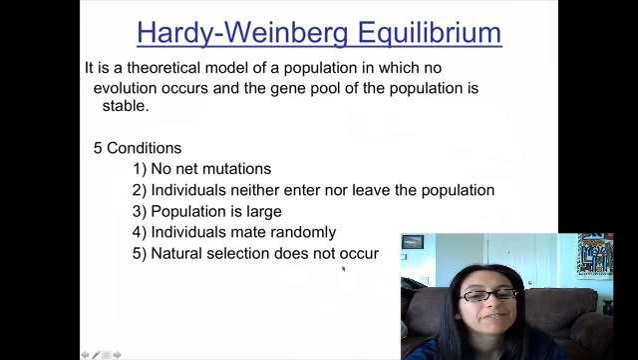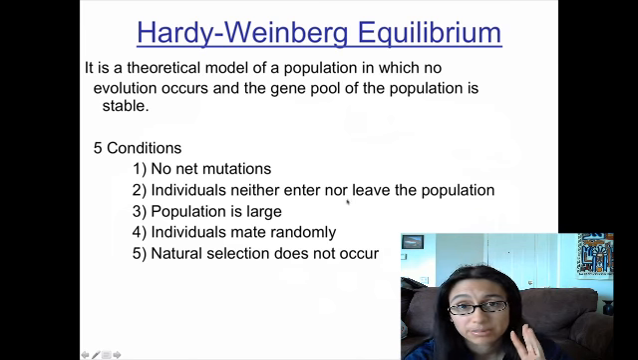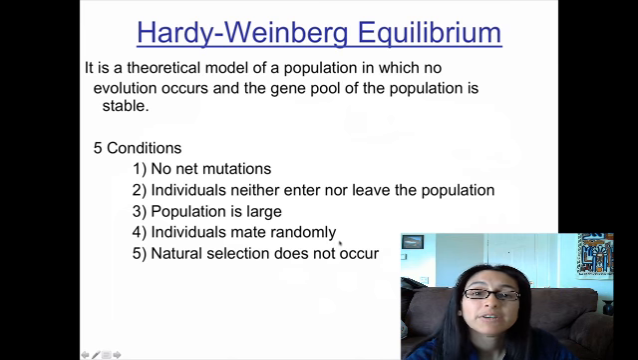So the 5 conditions are: there must be no mutations, so there can't be any mutations happening in a population. There can't be any immigration or emigration, so individuals can't enter or leave the population. The population has to be large, not a small population. Individuals have to mate randomly, so regardless of how a male or female looks, they all have an equal opportunity.